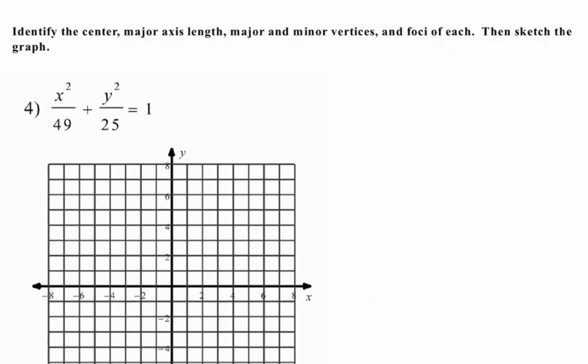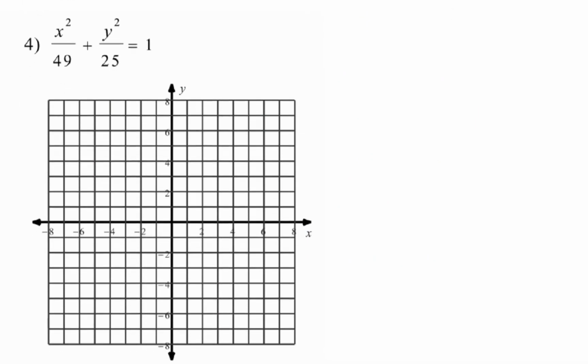Okay, number 4. Same thing. I'm just going to go through it quickly and you can watch it or not. So I'm going to have 7 on my major axis. I'm going to go 5 on my minor axis. So this is actually just like the previous problem, except it's turned the other way because I just reassigned the a and the b. The foci are going to be 49 minus 25, and we just did that one, so it's going to be 2 square root 6, and so 4.89 or so.